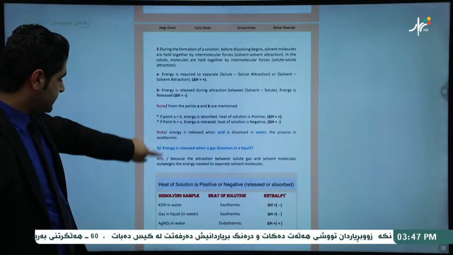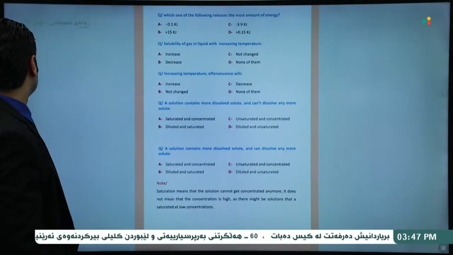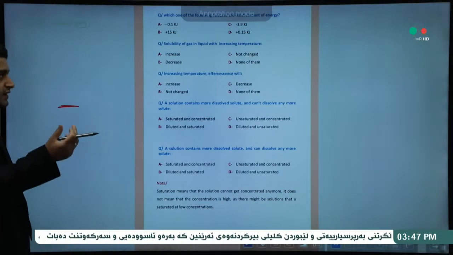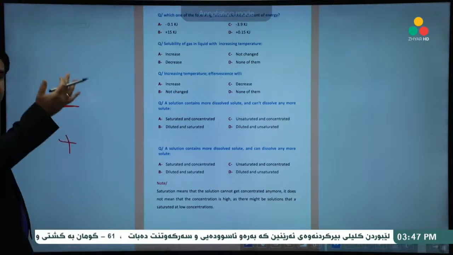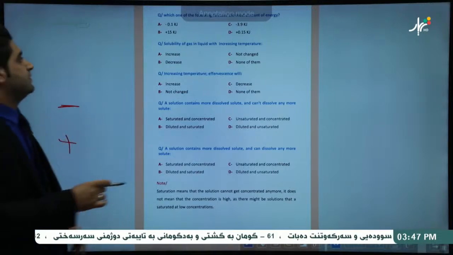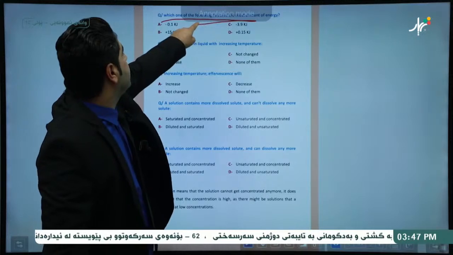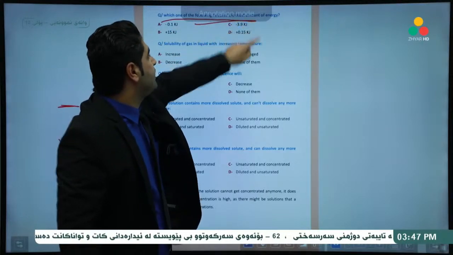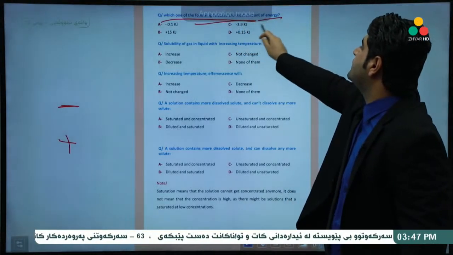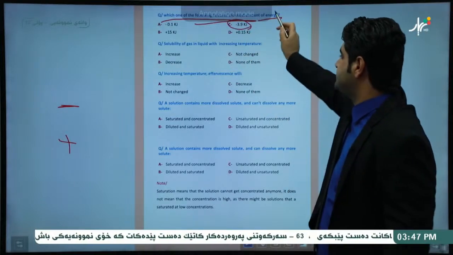So it's all about the things that I said. And now we have some questions about that. Look. Negative means releasing energy. Positive means absorbing energy. So the biggest negative is the highest amount of energy released, and the biggest positive is the highest amount of energy absorbed. Which of the following energy values indicates the most amount of energy released? It means the biggest negative. So this is the right answer.